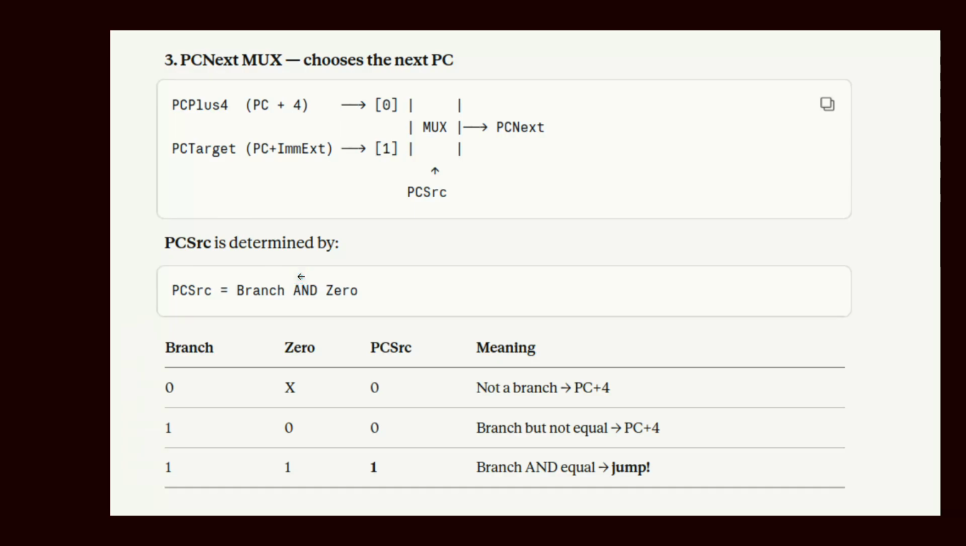Let's say that branch is always 1. So then it depends on 0. 0 means the 0 flag which is coming from the ALU subtraction. So if the 0 flag's value is 0, there is no 0 happening there. So our value of 0 is 0. And if the 0 flag's value is 1, that means there is a 0 there. So you have to jump.